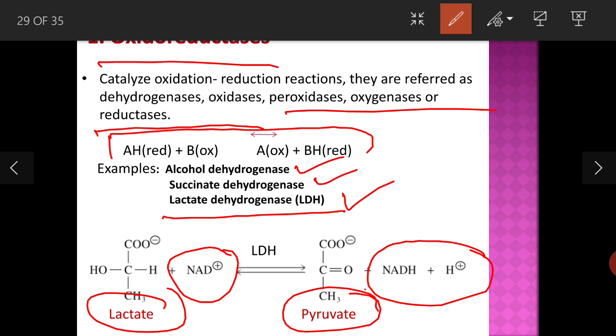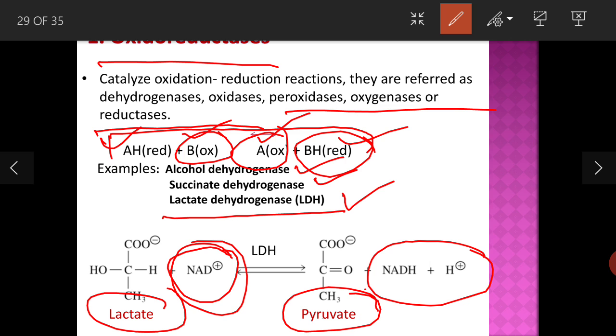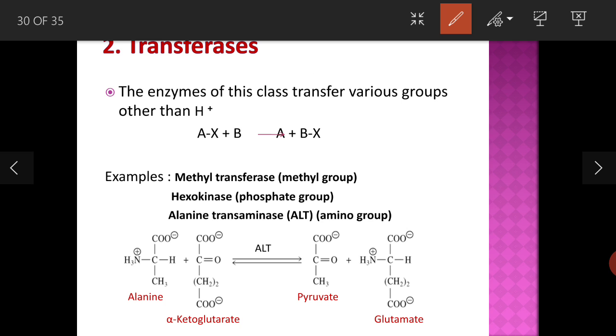Here you can see AH, which is reduced, is converted to A in the oxidized form, and B, which was in oxidized form, is converted to reduced form. So this is how oxidation and reduction reactions are coupled reactions. If one compound is getting oxidized, the other one, the coenzyme, is getting reduced. They usually require NAD or FAD as coenzymes. This is the best example of an oxidoreductase enzyme reaction, the lactate dehydrogenase reaction. So coming to the second class, the transferases.